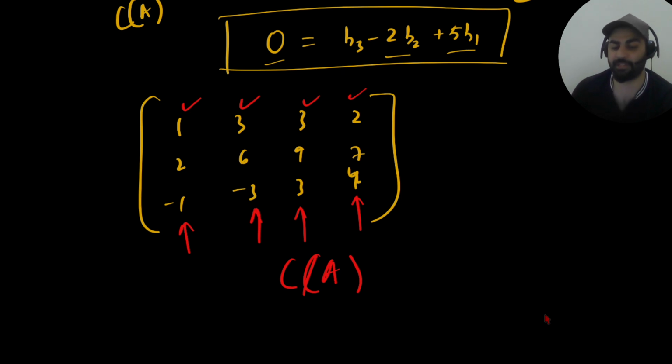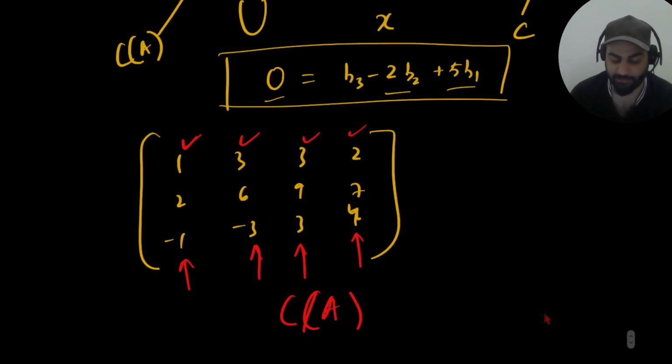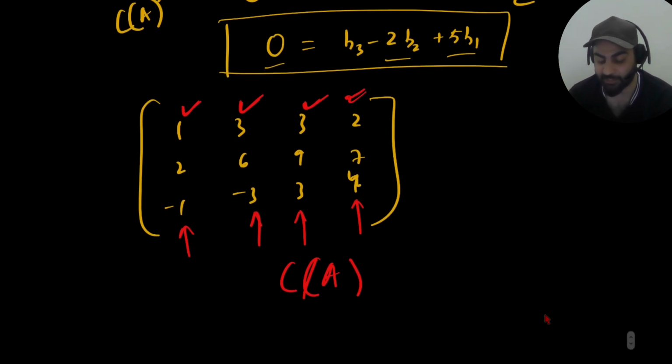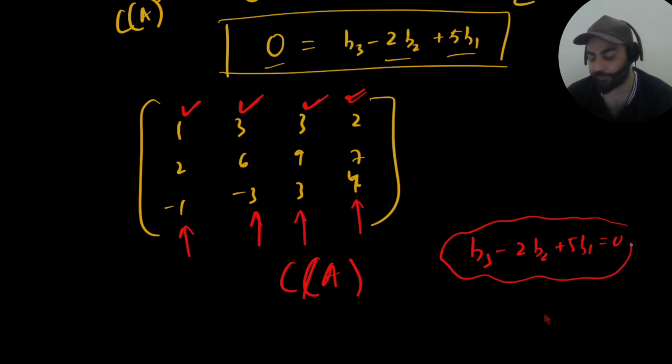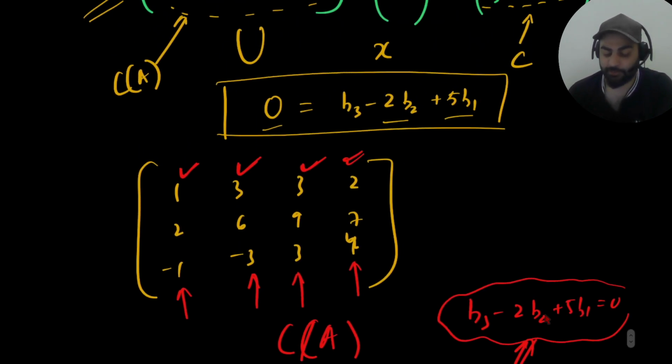So the column space of A is now described in two ways. The first is these 4 columns, for which I take linear combinations to create a column space. Then we have a constraint, which is b3 minus 2b2 plus 5b1 should be equal to 0. So I'm saying you have to solve these equations, but this should be the constraint. This is the constraint that I have. Is it clear?